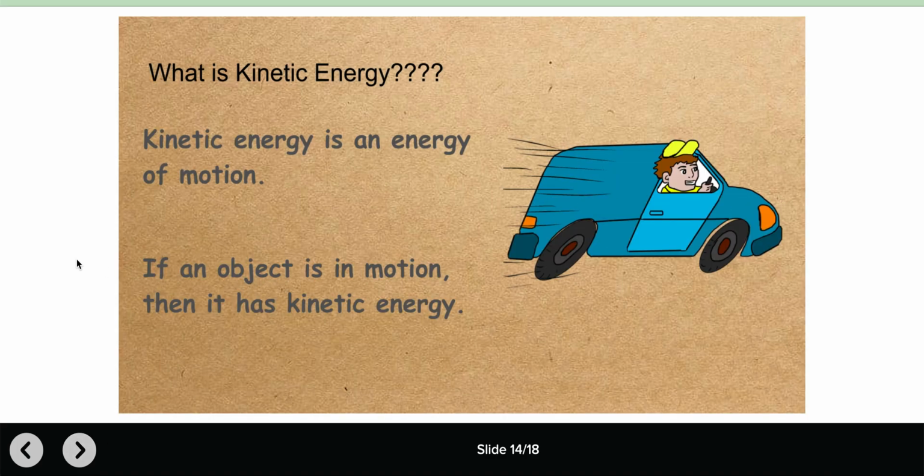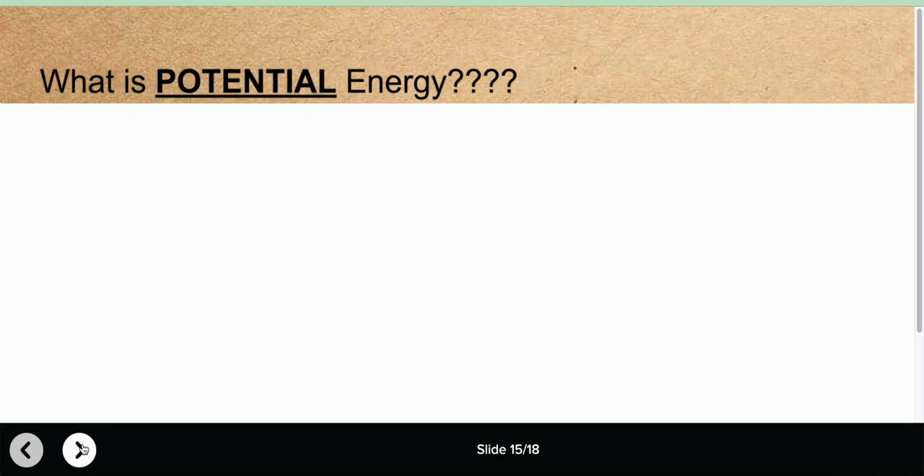So, kinetic energy is energy of motion. If there's an object in motion, then it must have kinetic energy. That's it. Very basic, right? I know. Very, very basic. If something moves, it has kinetic energy.